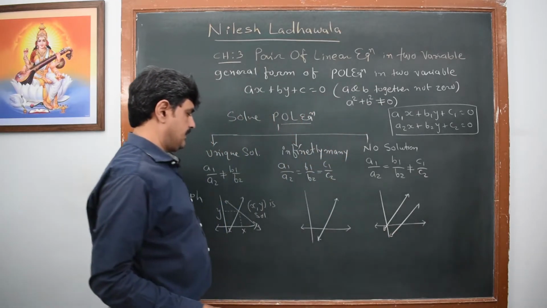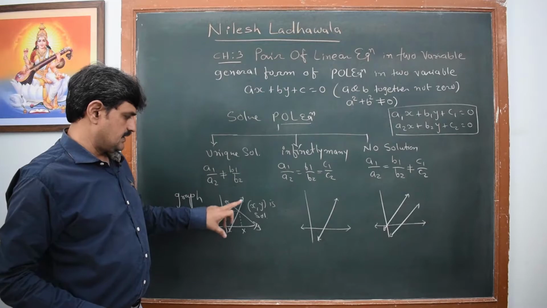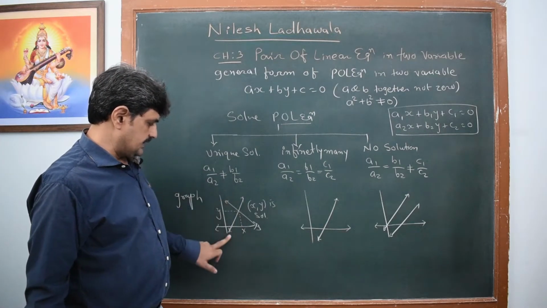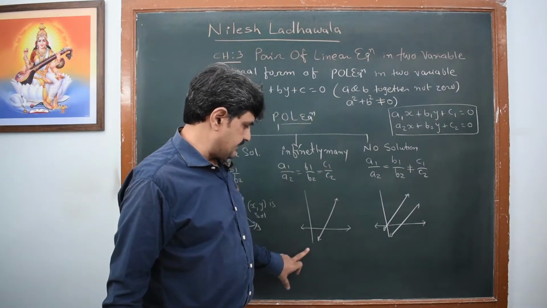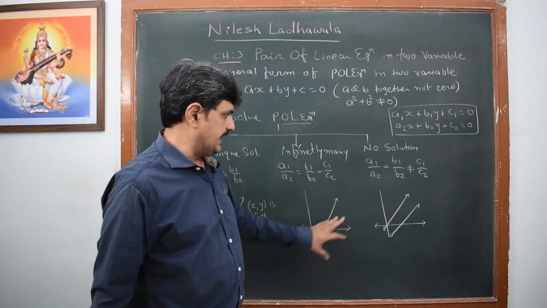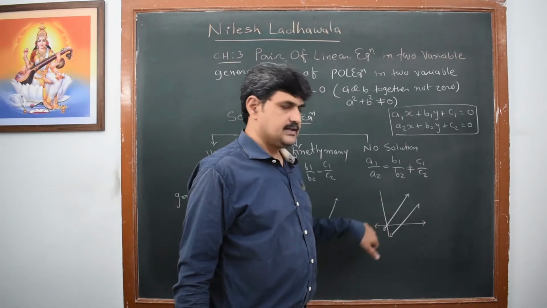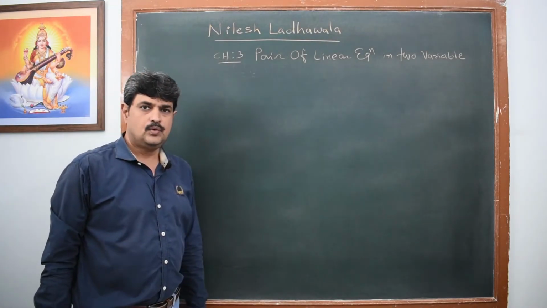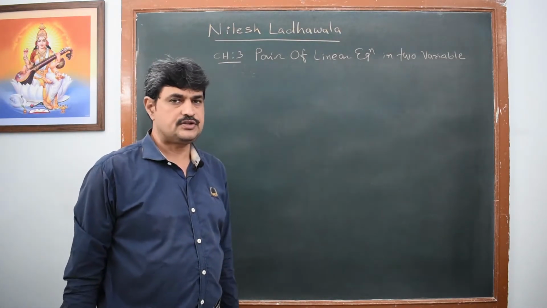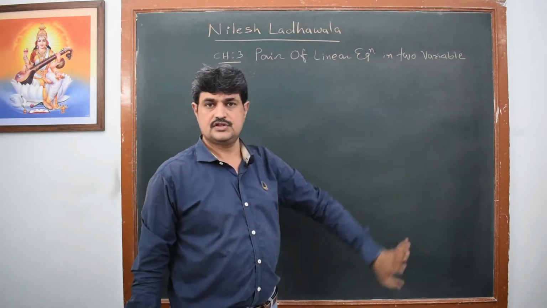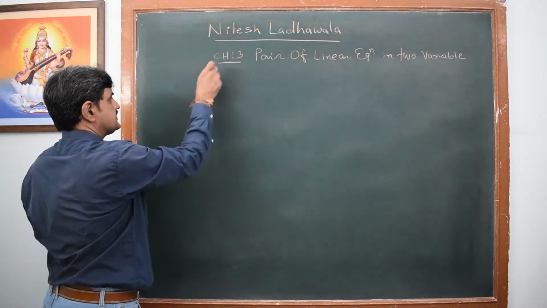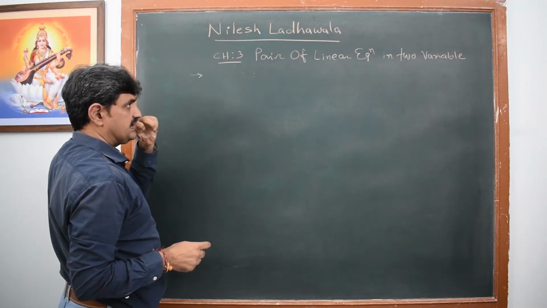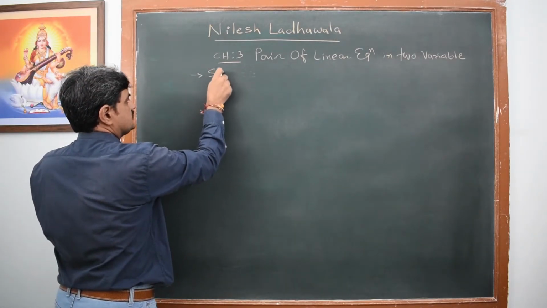Okay, so you should remember that for unique solution, the graph of the linear pair is intersecting lines. For infinitely many solutions, it is just a single line, and for no solution, it is lines which are parallel to each other. Now we will learn the method of substitution to solve the pair of linear equation in two variable. So first we have to understand how to solve the pair of linear equation by substitution method.